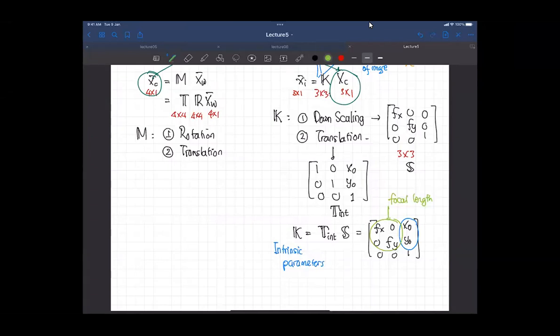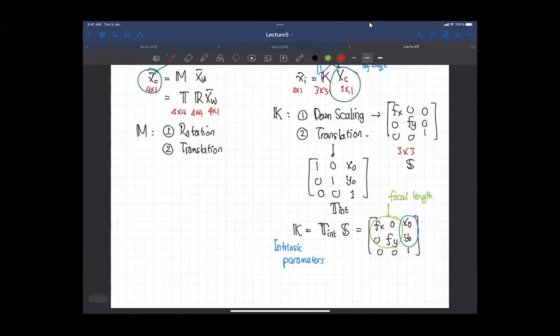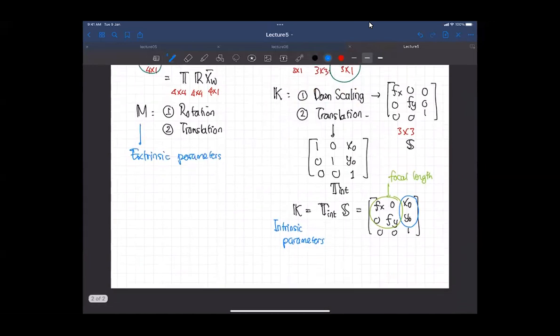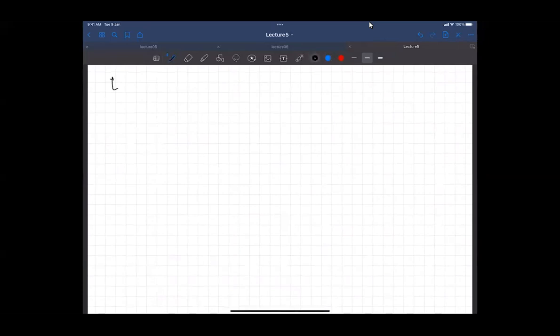Okay, if there are no questions, that's it for the intrinsic parameters. And M here, actually there is a name for this as well. The name of M is extrinsic parameters. We haven't defined the extrinsic parameters in as much detail as the intrinsic parameters yet, so let's look at them. Extrinsic parameters M equals T multiplied by R. Again, T here is T external, something to do with the distance between your camera and your object. By the way, M is 4 by 4, T is 4 by 4, and R is 4 by 4.